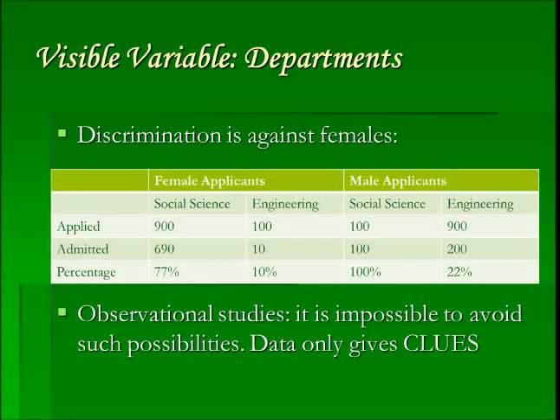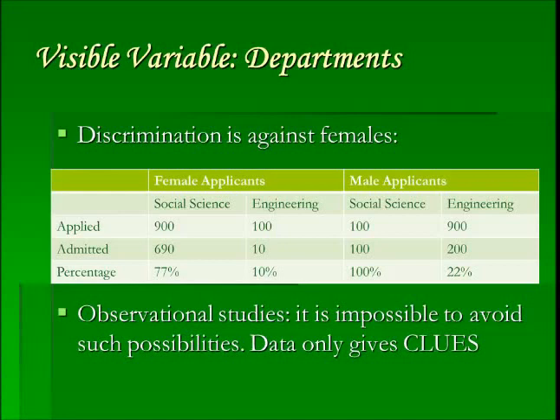Now in engineering, 10% of the females got in, but 22% of the males got in. So discrimination was against the females. Just earlier we were saying that discrimination is in favor of the females. In the engineering school, there is discrimination against females. They are giving twice as many admissions to males.